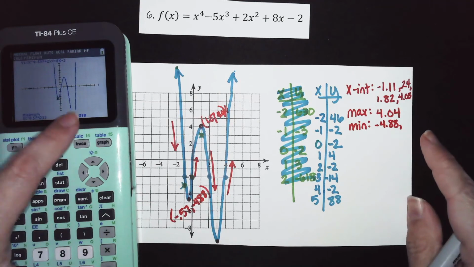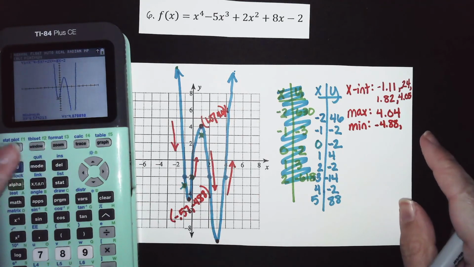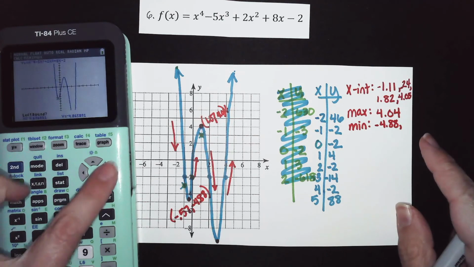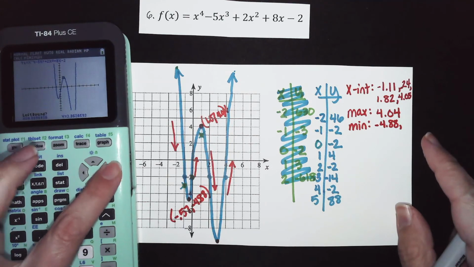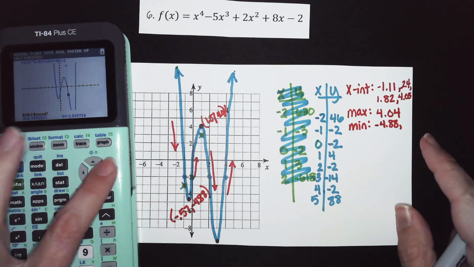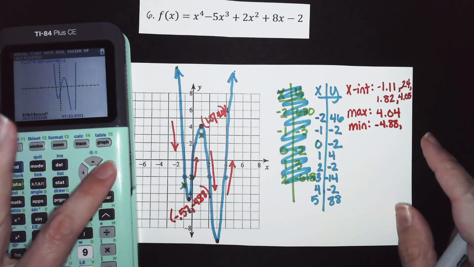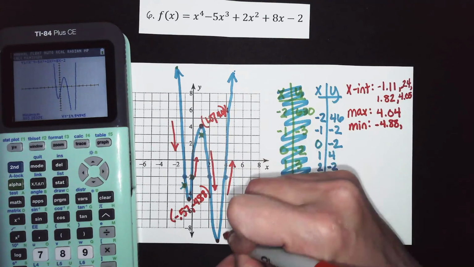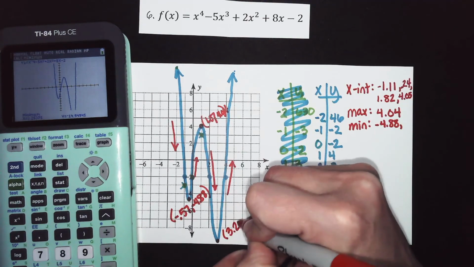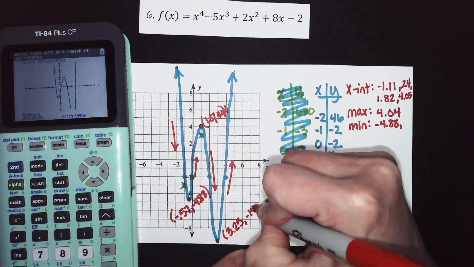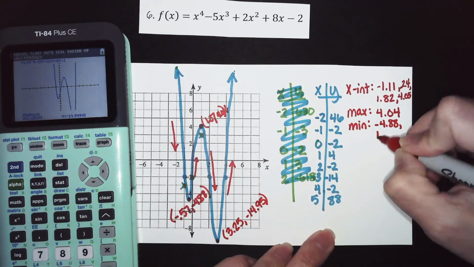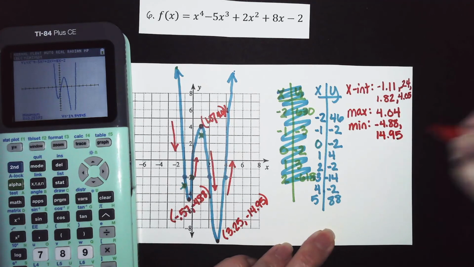And now I need to find this other valley that's right here. So second calc. Even though it's not in my picture, I can still find the minimum. So I need to go to the left side of just that valley, then enter there. Then I go to the right side, enter twice. And I get that this is 3.25, comma, negative 14.95.